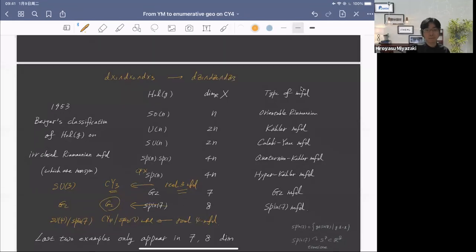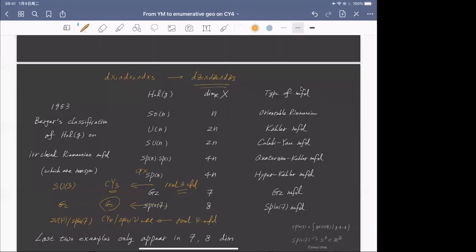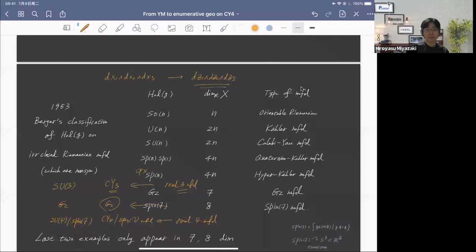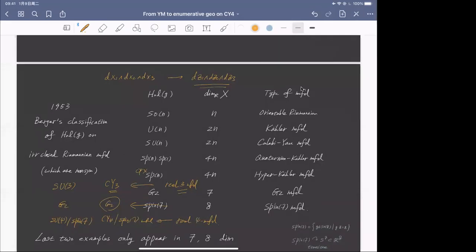So this means that we are dealing with Calabi-Yau threefolds. Any Calabi-Yau threefold is not necessarily a complexification, in whatever sense, of the real three-manifolds. A priori they are not related. But there's some special geometry.